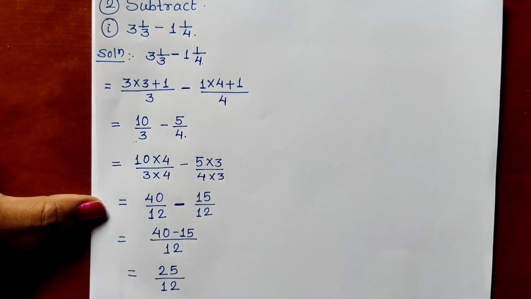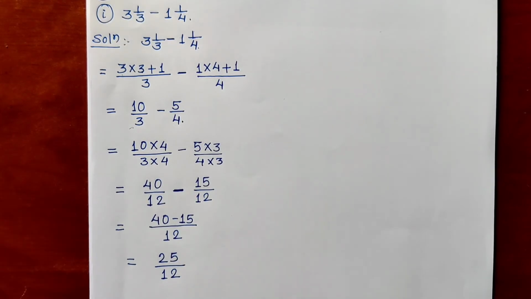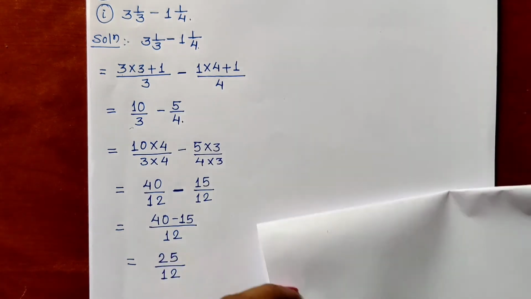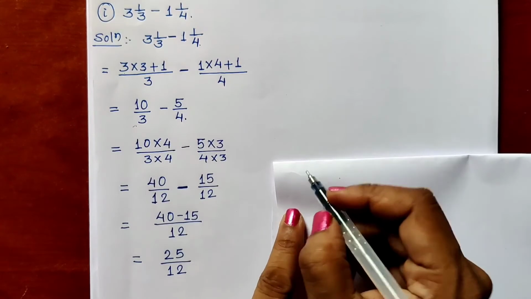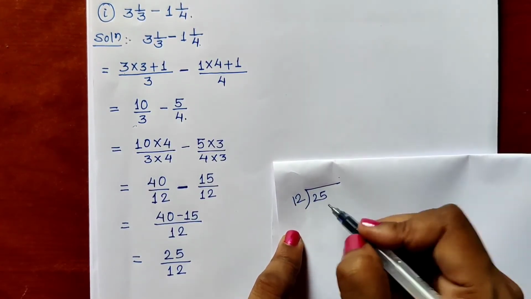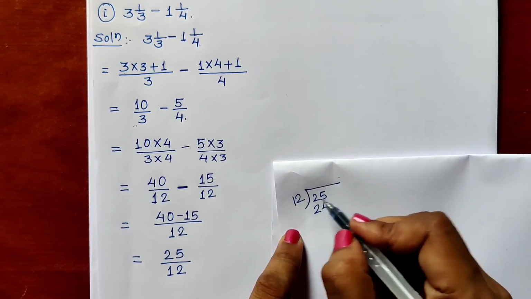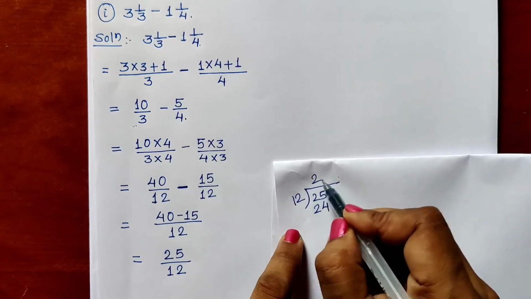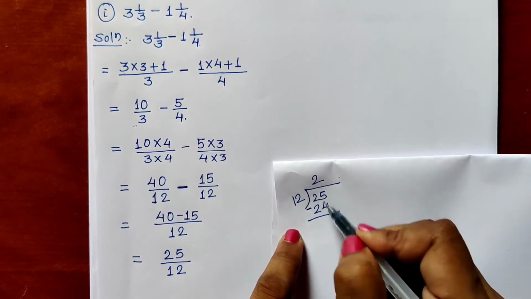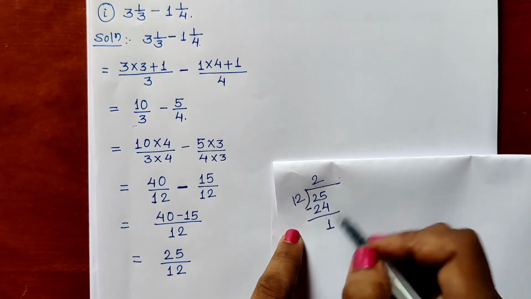Now 25 upon 12 we have to convert into a mixed number. Okay, so let us convert. I will be showing on my different page, separate page. 25 divided by 12. 12 ones are 12, 12 twos are 24. Because 12 threes are 36, which is bigger than 25. So we have to take 12 twos are 24. Minus sign. 25 minus 24. Answer is 1. So 1 is smaller than 12. We have to stop here.